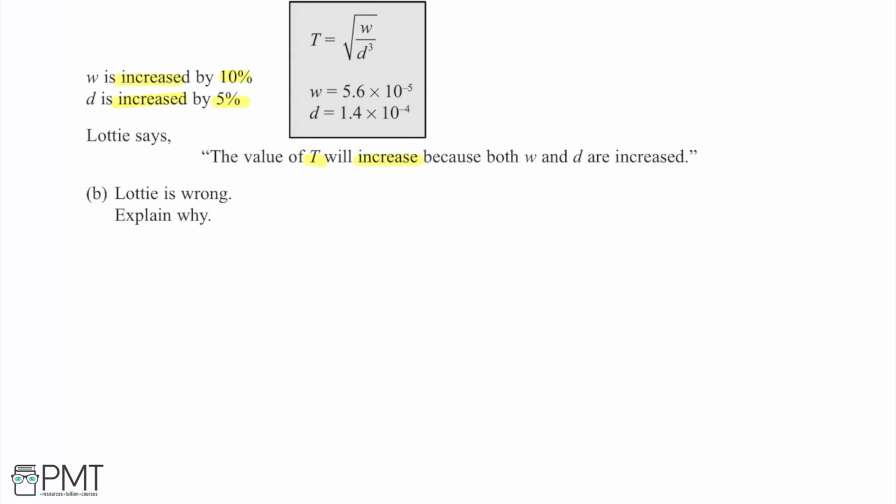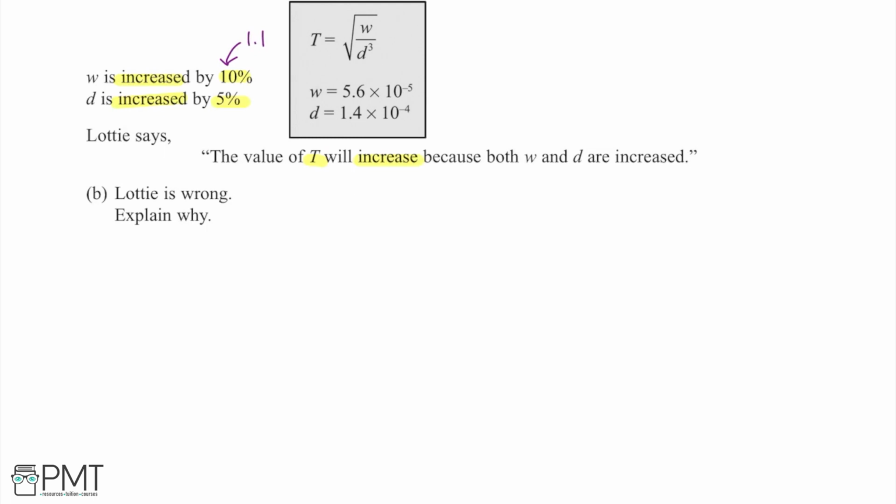So we're looking at new values, and we want to use these new values to see whether the value of t that these values produce is greater than or less than the previous value of t that we calculated. So one way we can do this is by looking at the scale factors by which w and d are multiplied in order to get the new values of w and d. So if w is increased by 10%, that's the same as multiplying the original value of w by 1.1, so it's a scale factor of 1.1 that gives us the new value of w.